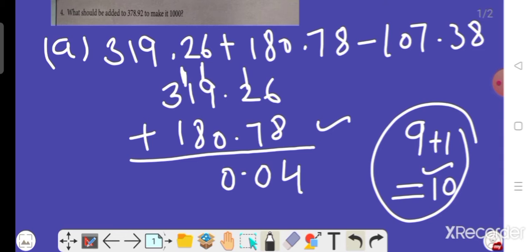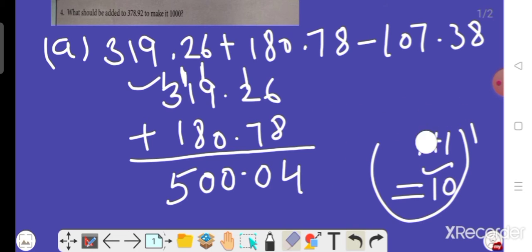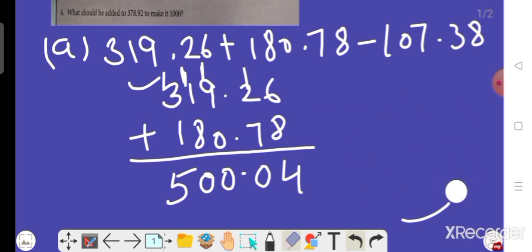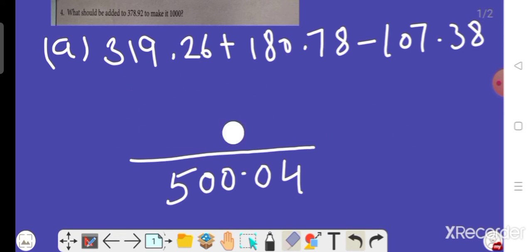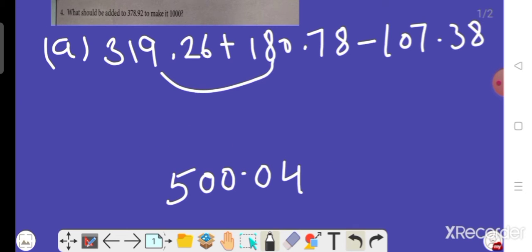So 8 plus 1 is 9 and 9 plus 1 is 10. Again we have 1 as carry. After adding 3 and 1 we get 4, and after that we add the carry, the result will be 5. So the addition of the first two decimal numbers in this question is equal to 500.04. So this is the addition of these two numbers.